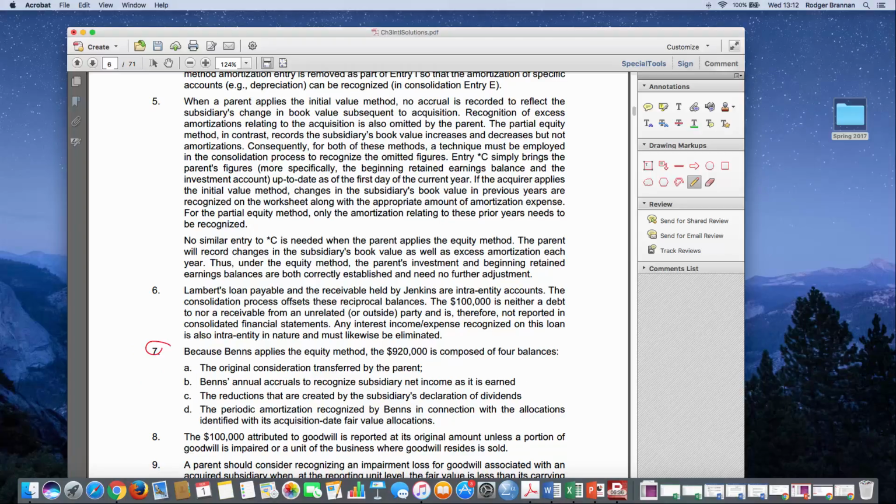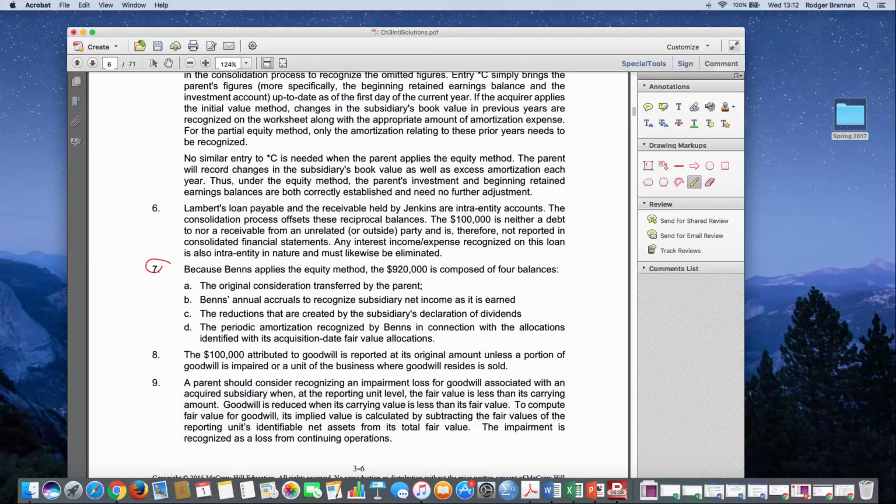Okay, number 7 is a pretty straightforward problem, so I'm not going to say a whole lot more about it, but suffice it to say that the ending balance in the investment account is the original consideration, what was paid for it, plus whatever is accrued in terms of sub's net income, less whatever dividends were declared, less whatever periodic amortization because of the adjustment that is made to make sure that the assets that are acquired from the sub are stated at their fair market value.